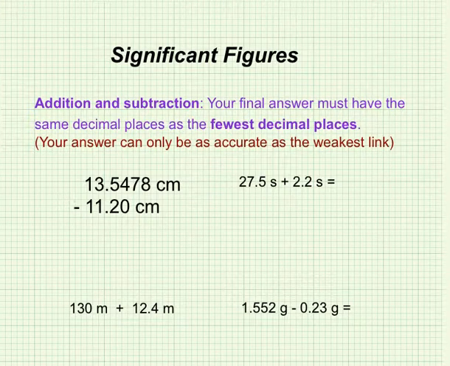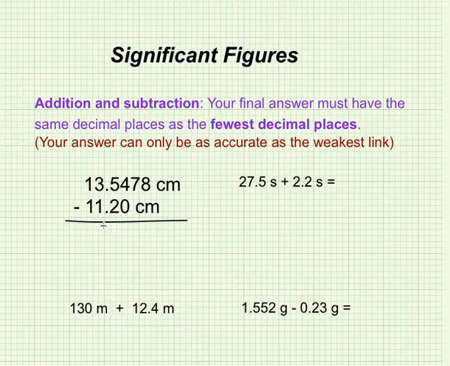Adding and subtracting is probably the most difficult, because instead of looking at how many significant figures you have, you're looking at where the significant figures are. If you take a look at this first example, I'm going to subtract the two numbers, and the easiest thing to do is to set the two numbers up like this, so that you have your decimals in the same place.